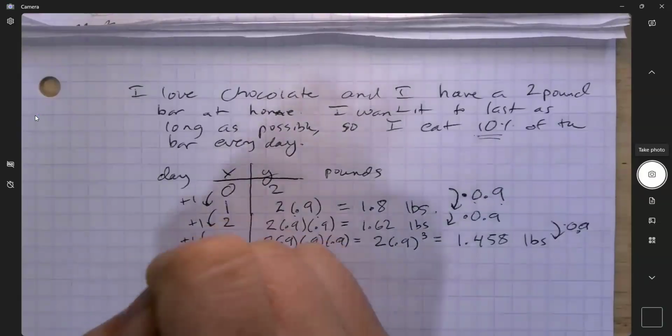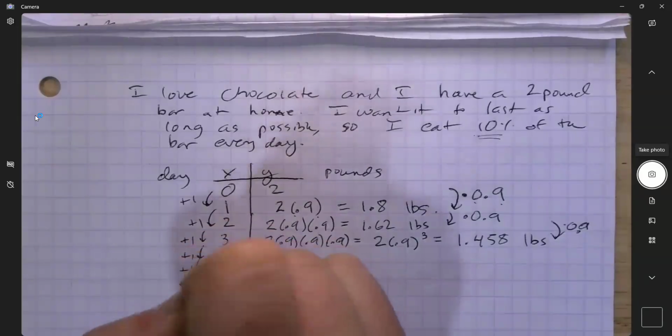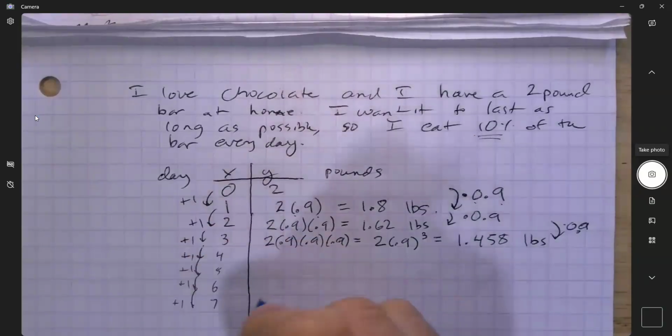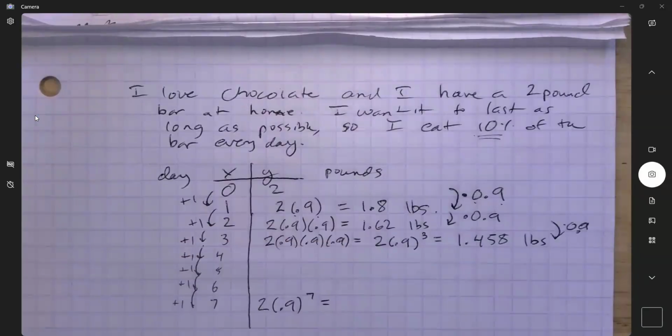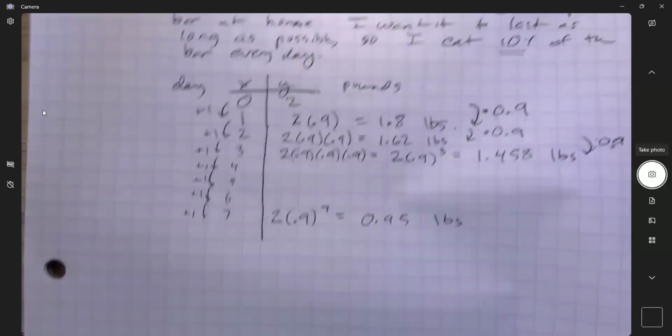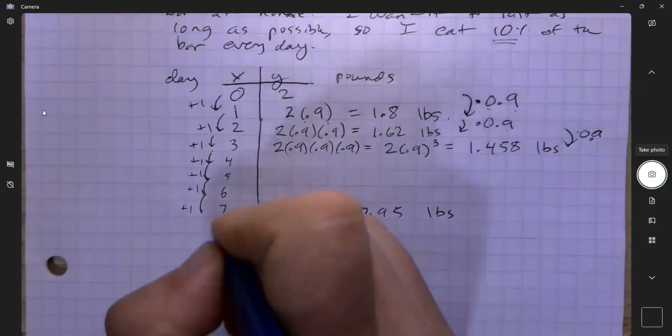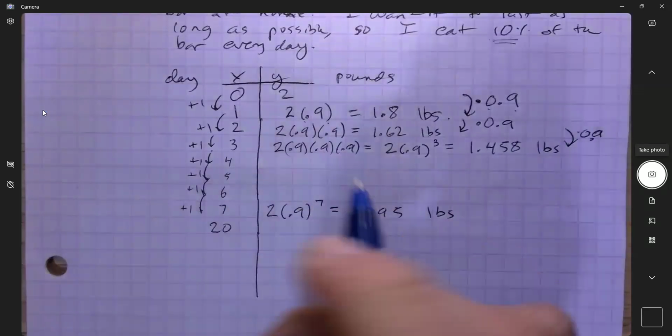Let's go a few more days. Let's go all the way up to 7 days. And this is the reason why our exponential notation is useful, because the calculation is really easy to do when you have that nice closed formula. Now I'm down to 0.95 pounds approximately. And I could keep going even more. I could keep going until maybe I've gone 20 days.